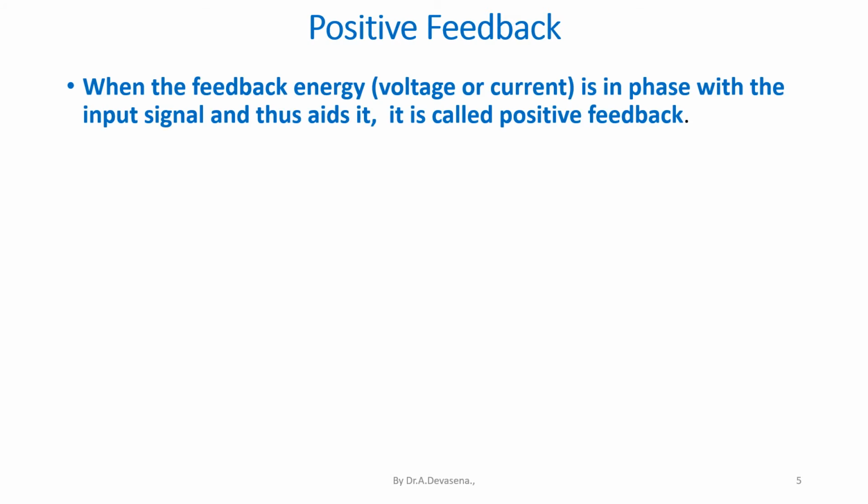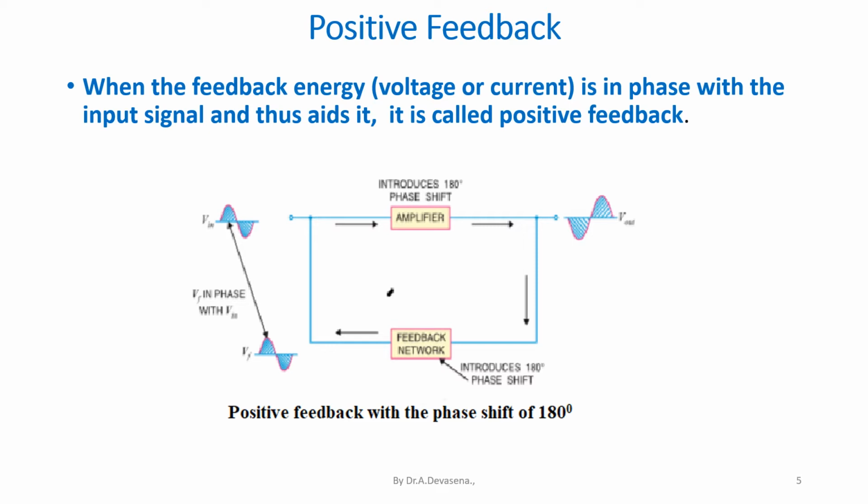Positive feedback. When the feedback energy, that is the voltage or current, is in phase with the input signal and thus aids it, it is called positive feedback. The positive feedback representation is shown here. Here, the amplifier produces a 180 degree phase shift. Similarly, the feedback network produces a 180 degree phase shift. So, the total phase shift from the circuit diagram is 360 degrees, and this is indicated in the diagram.